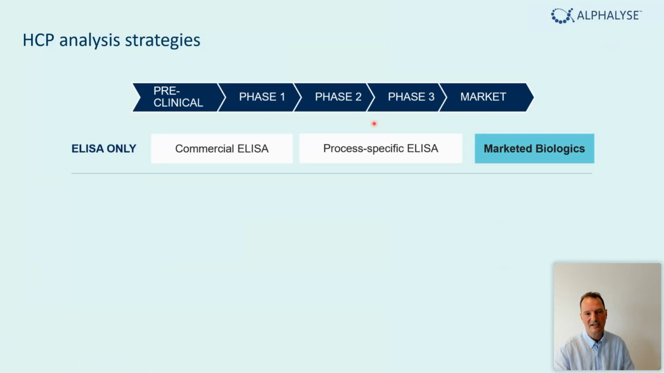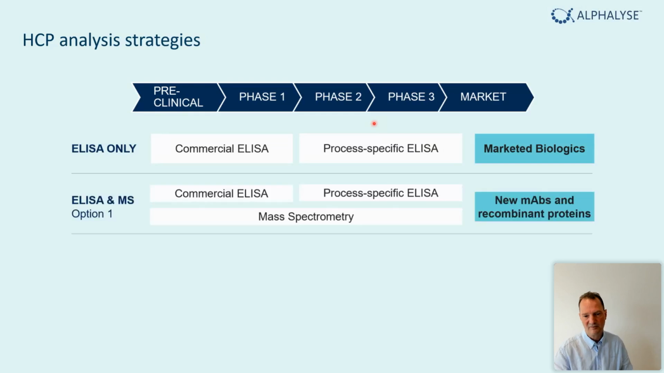So with this new technology and the new chapter, it opens for changes in the analysis strategies you have for HCPs in your clinical development. The old way of doing this was to use ELISA only. First, you would typically use a commercial ELISA, and then you would shift to a process-specific ELISA once you locked your process. But with the advent of mass spectrometry methods, most companies today are using mass spectrometry as an orthogonal method to guide process development and to look into specific HCPs that may be problematic for your process or your product.